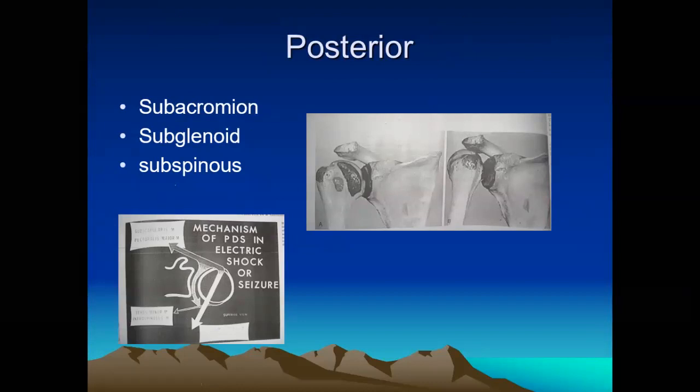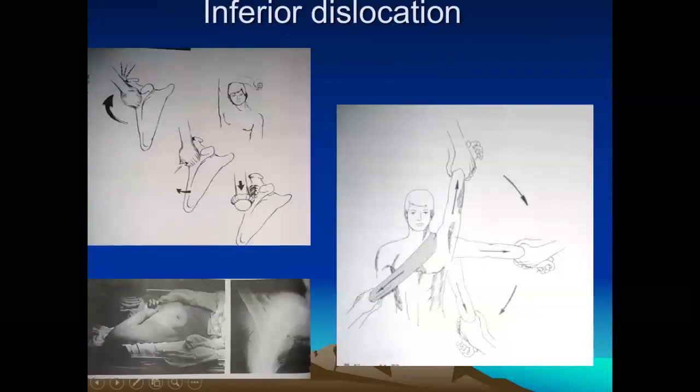Now posterior dislocation. They can also be subacromial, subglenoid, and subspinous, usually because of electric shock or seizure. If any patient has suffered an electric shock or seizure, then you suspect a posterior dislocation. There can be luxatio erecta, an inferior dislocation. In this you have to give superior and forward traction and reduce it in this way.